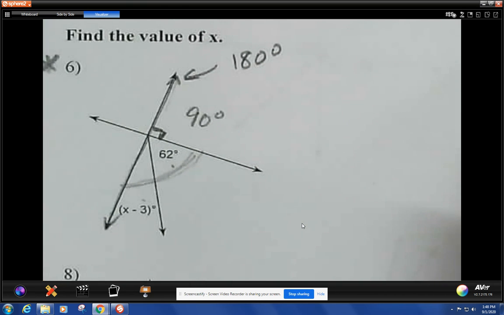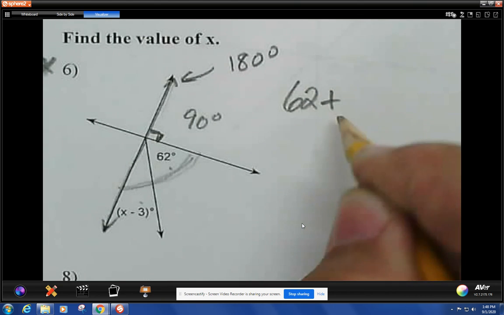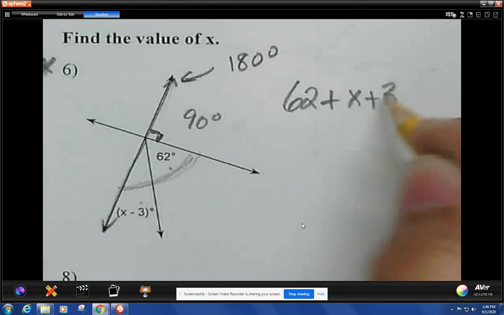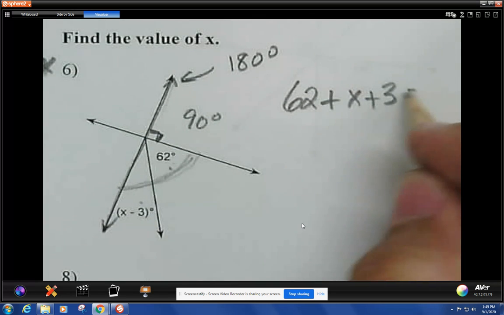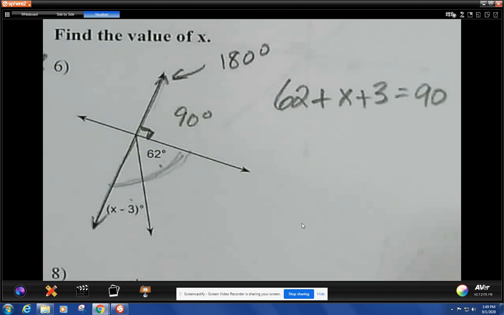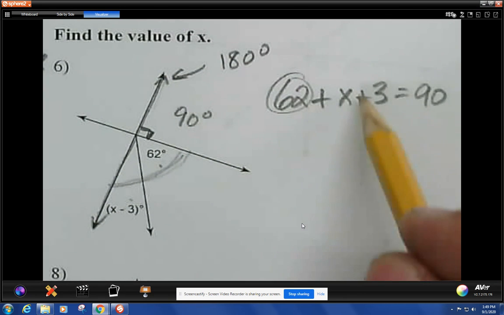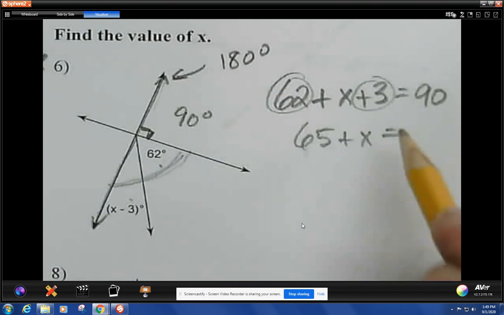So I'm going to go ahead and just set that up as an equation. So I have 62 plus x plus 3. Again, just adding these two angles together, and that is going to equal 90 degrees. Again, just like before, I'm going to combine like terms. So 62 and positive 3 is 65 plus x equals 90.